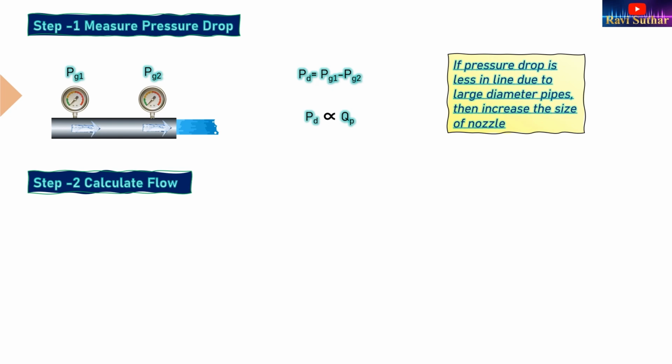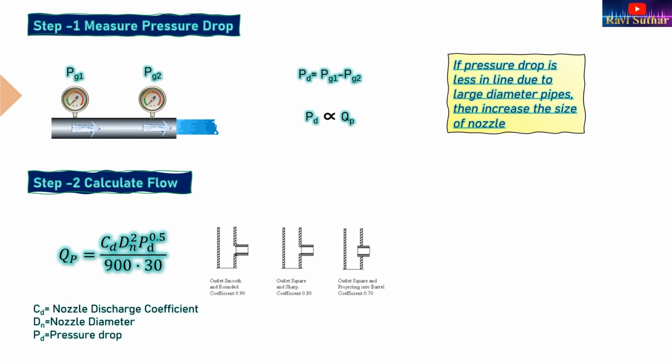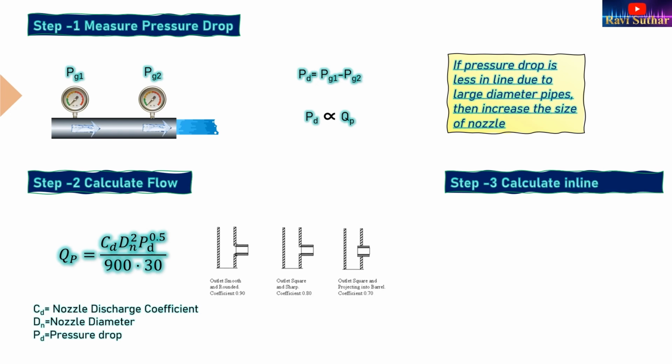Now step 2 is to calculate the flow. This is the formula to calculate the flow from the nozzle, where CD is the nozzle discharge coefficient, dn is the nozzle diameter and PD is the pressure drop. The value of CD also depends upon the type of nozzle. These are the values given for different types of nozzles. Step 3 is to calculate the inline velocity. This is the formula to calculate the velocity; put the value of QP from step 2 in this formula to get the inline velocity.